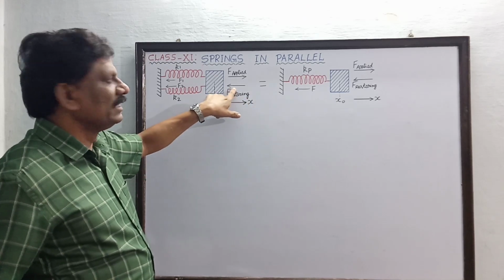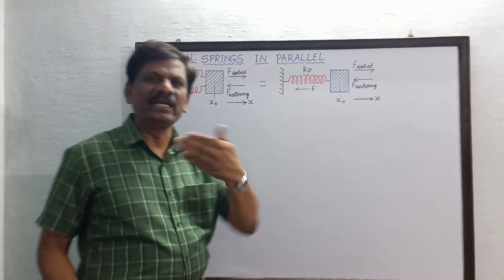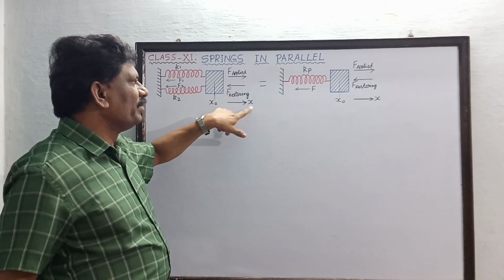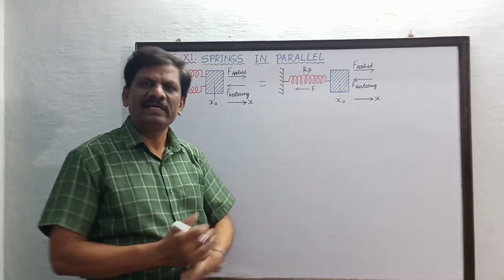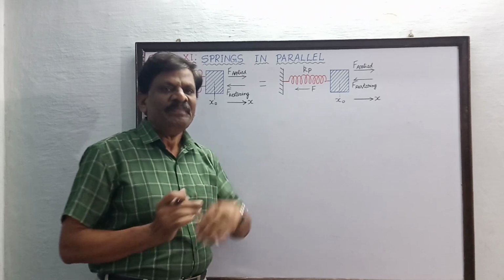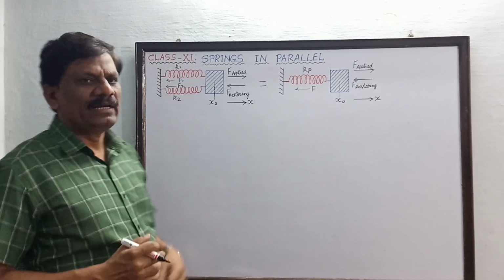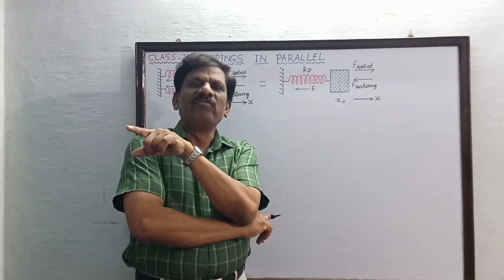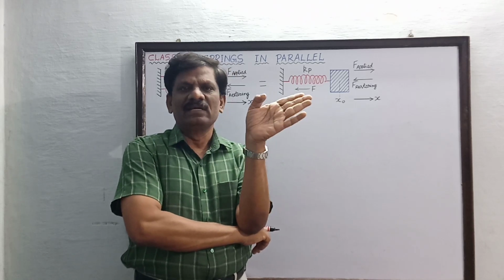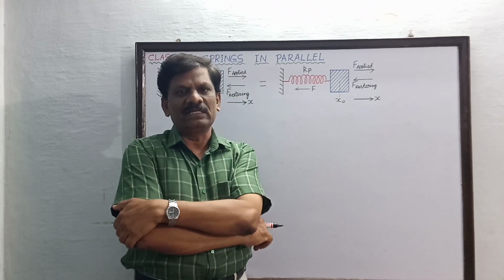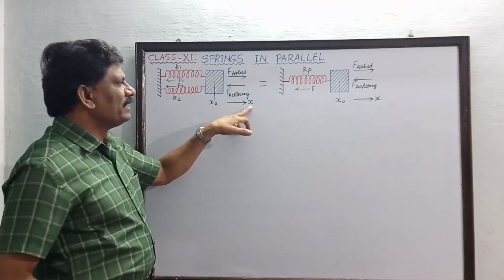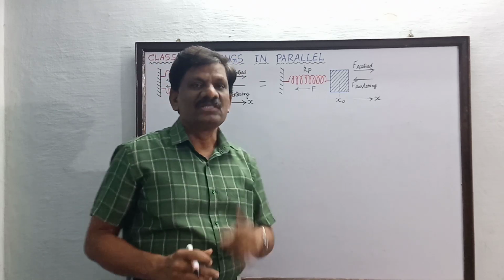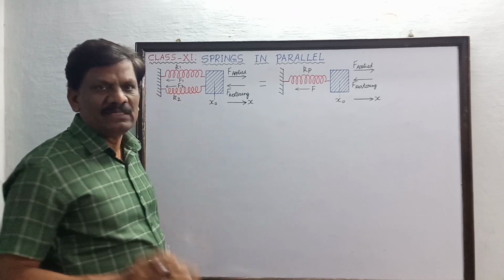So the restoring force is acting along the negative x direction and the displacement x produced in this combination of springs is acting along the positive x direction. So F and x are oppositely directed. Now, already we have studied the series combination of two springs. The restoring force will be the same for any number of springs, but the individual displacements will be different. But in this case, the displacement will be the same for any number of springs connected in parallel, but the restoring force acting on each spring will be different.